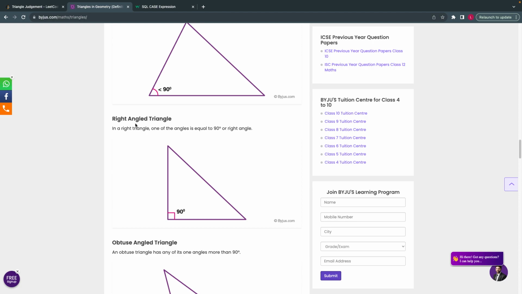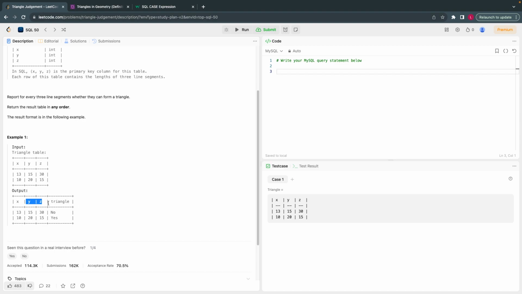In a general sense, it makes sense that the third line should be less than the sum of the first two lines, whichever line we take. So that's the assumption. In this context, x plus y, if I combine them, is not greater than z, which is 30. So that's the reason it fails.